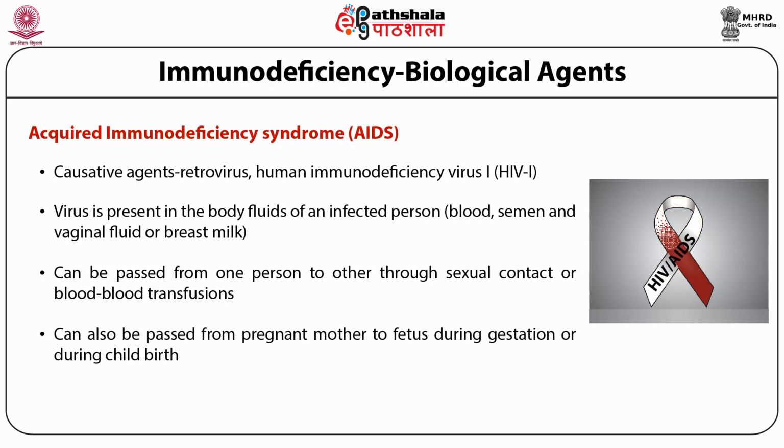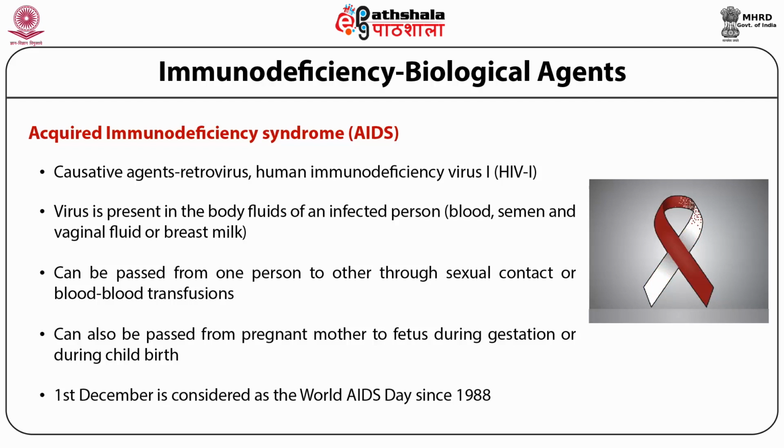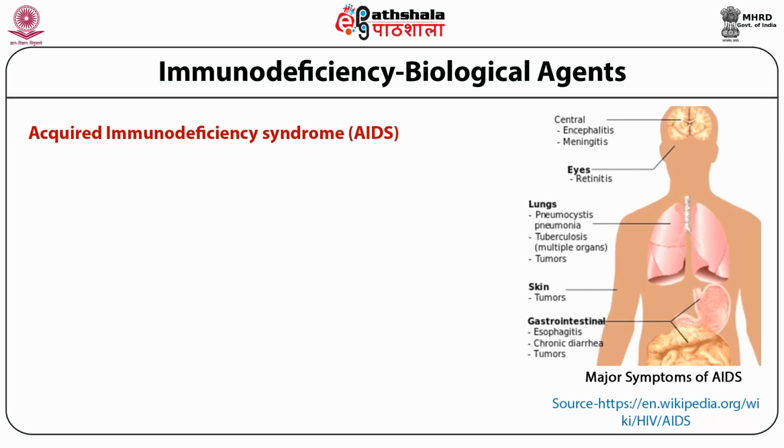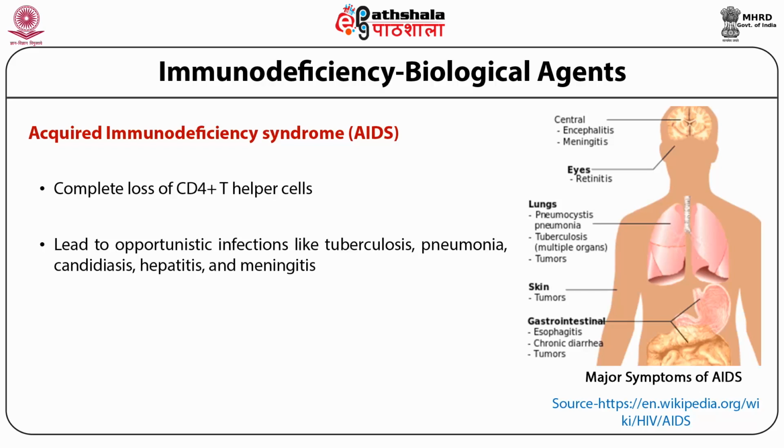Due to the gravity of this disease, the efforts of creating an effective vaccine to combat AIDS are still going on. The 1st of December has been considered World AIDS Day since 1988. The characteristic feature of the syndrome is the complete loss of CD4 positive T helper cells, followed by acute immunodeficiency, making people vulnerable to other diseases. There is generally a nexus between AIDS and other opportunistic infections like tuberculosis, pneumonia, candidiasis, hepatitis, and meningitis, eventually leading to death within 10 years of infection.